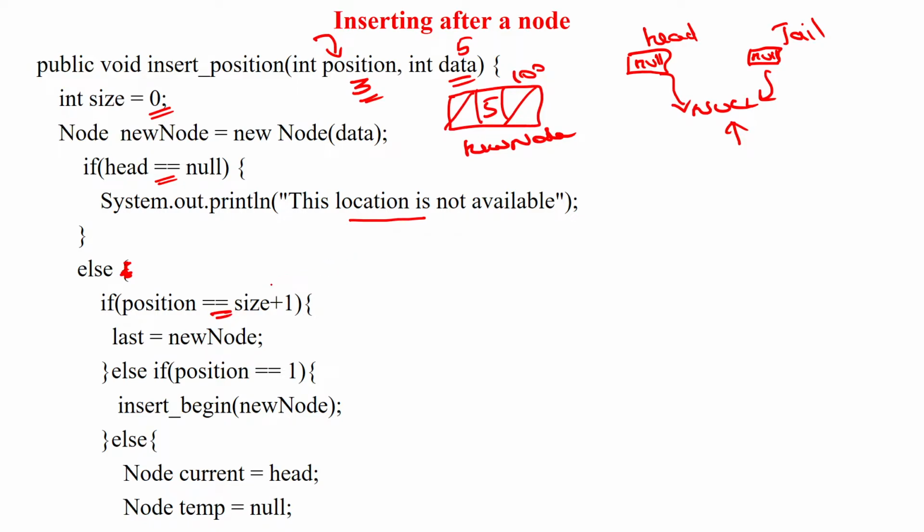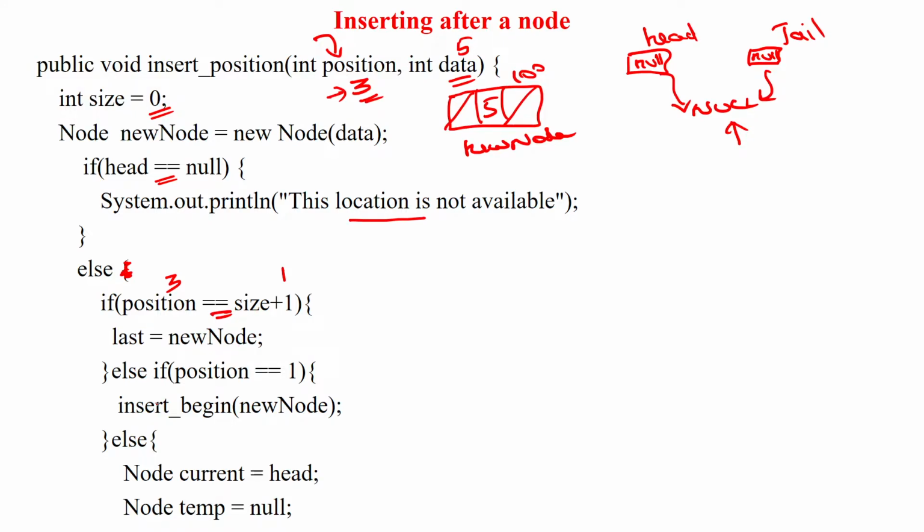What is the size of my list? Null, as of now. So my size of the list is 1. Size of the list is 1, right? Then position here is 3. If it is false, it will automatically come out of the loop.